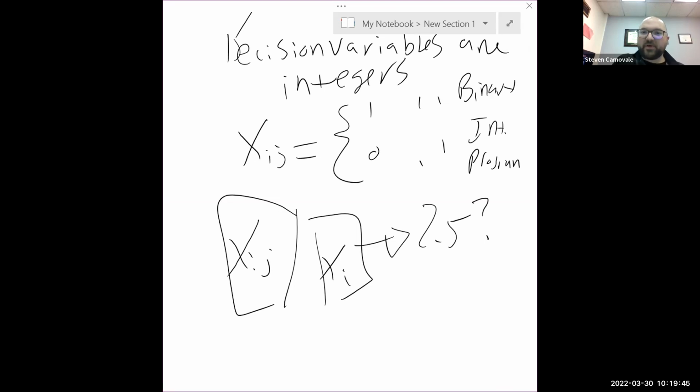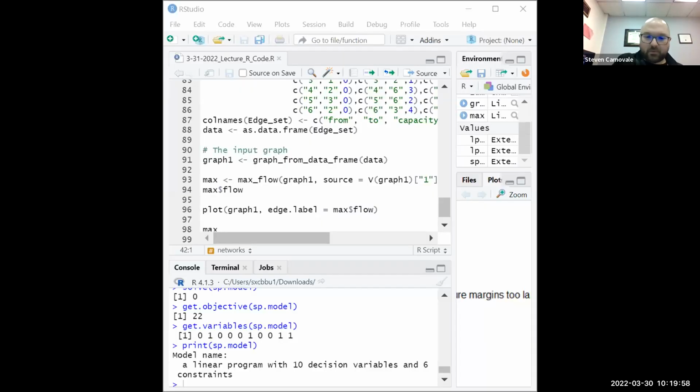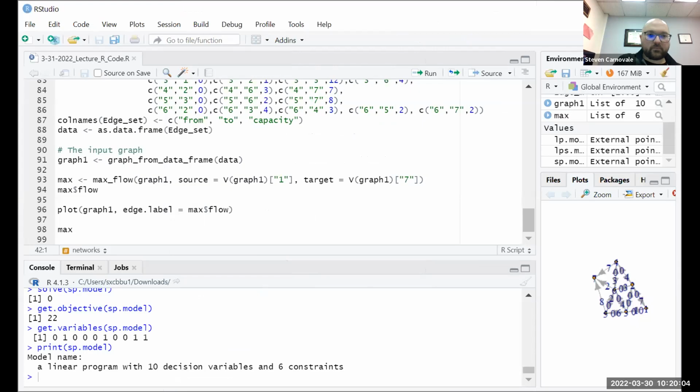So I'm going to pivot over to R for 1 second here, and we're going to focus on the first problem. Share screen. Actually, I'm going to share my entire screen rather than just one window.